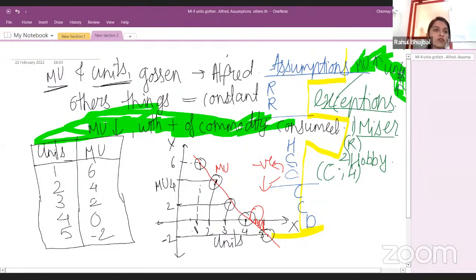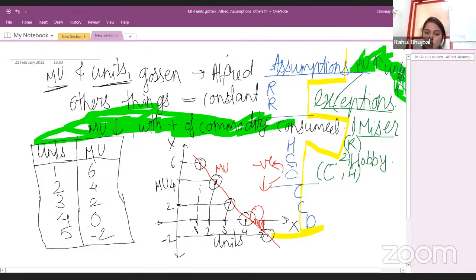And similarly, in case of pen, will the person continuously buy the same pen if his hobby is collection of pens? No. So is he following the law of homogeneity or the assumption of homogeneity? No. In this case, in exception, the assumption of homogeneity is not being followed. Similarly, the assumption of constancy is not being followed.